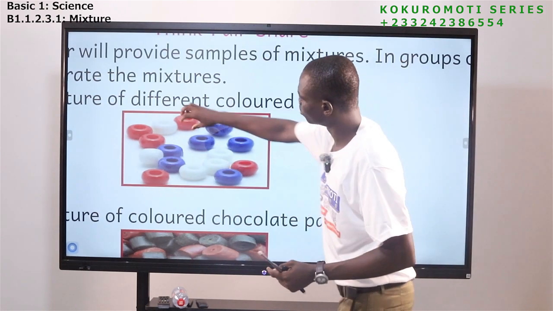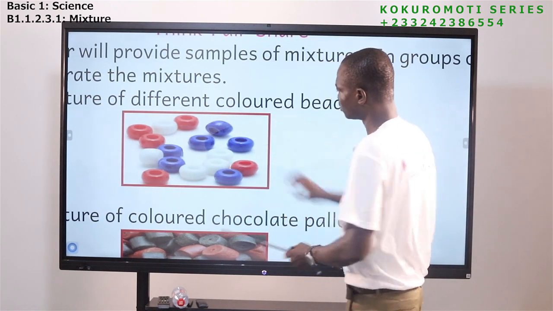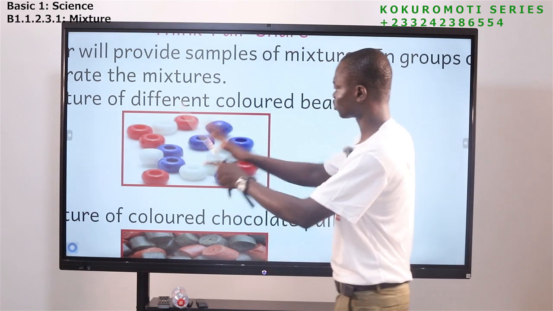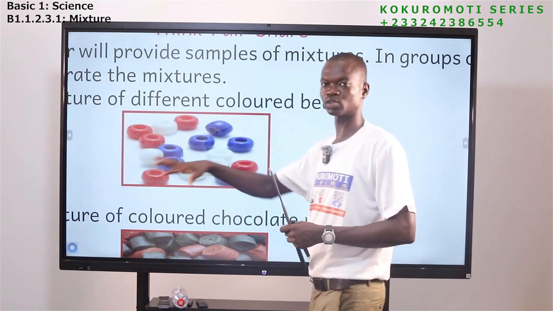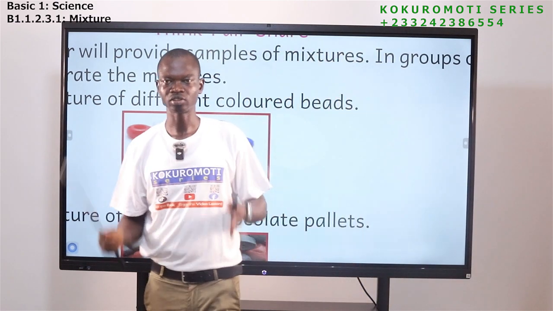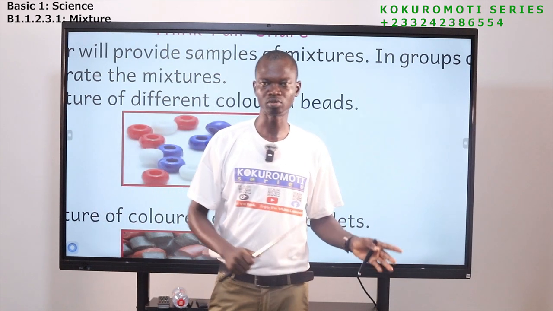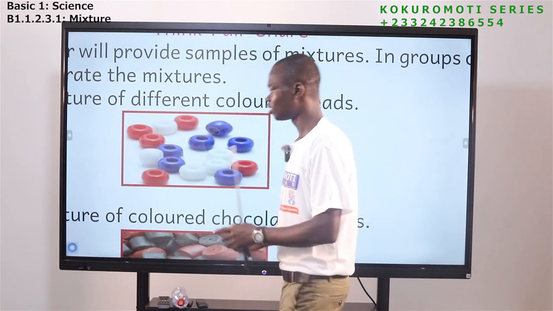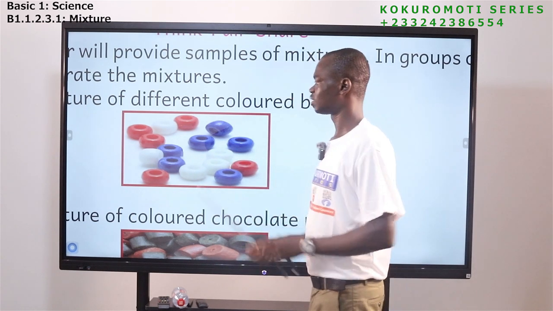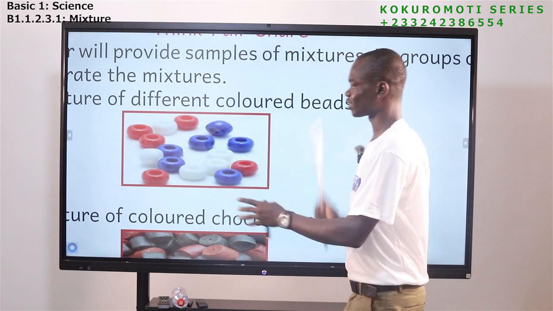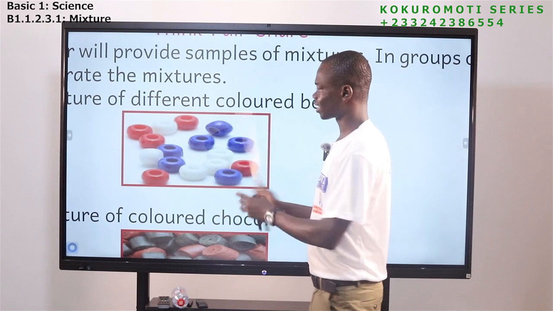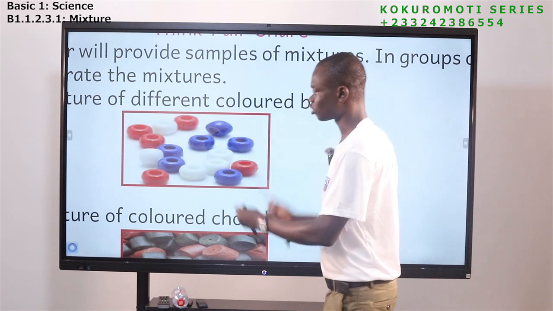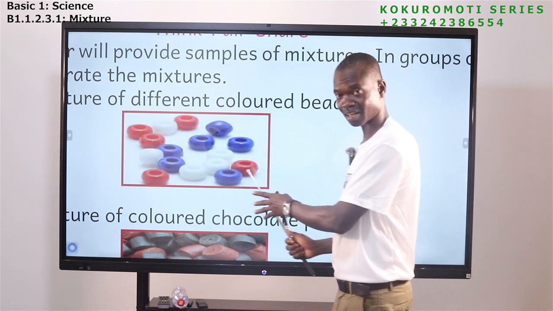You can pick the blue ones, put them at one side. You can pick the white ones, put them at one side, and the red ones, you put them at another side. That is the best way you can separate the mixture. But if they are like this, it means they have mixed. All the 3 colors, you have put them together. So here, what we have here is a mixture.